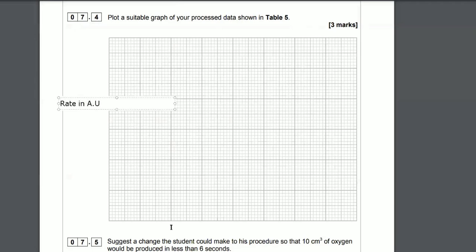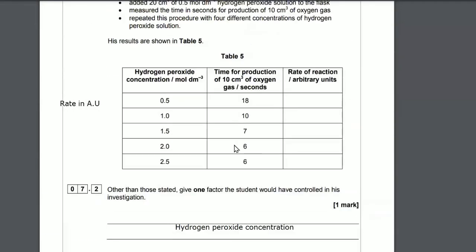Right, now we've got to plot a graph. So this is just testing your graph skills, okay? So I'm labeling the axes of the graph. That's always going to get you a mark. But I need to show you how I know that rate would be on the y-axis and hydrogen peroxide concentration would be on the x-axis.